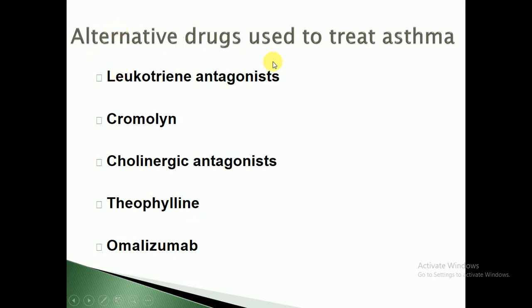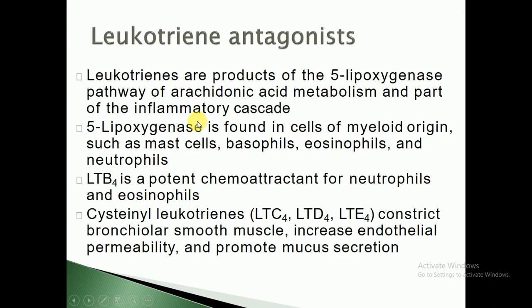Now let's come to the alternative drugs used to treat asthma: leukotriene receptor blockers or leukotriene antagonists, cromolyn, anticholinergics, theophylline, omalizumab. All these are alternative drugs which are used in the treatment of asthma.